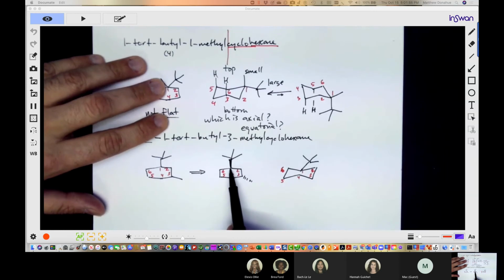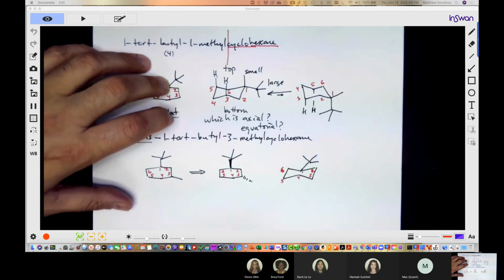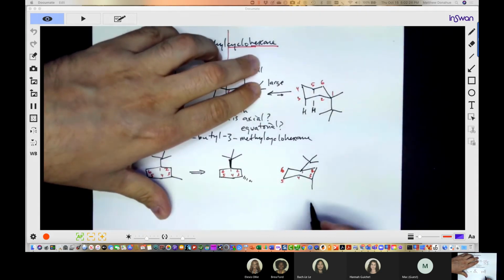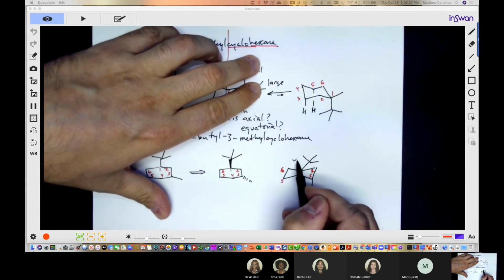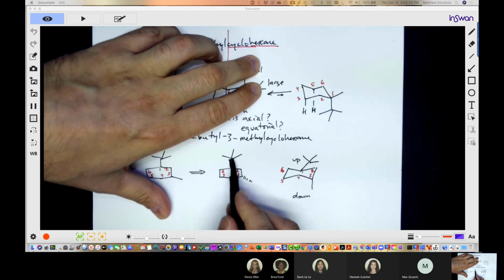So if the 1 position up is equatorial, the methyl group at position 3 should be what? If it's down, should it be equatorial or axial to conserve the trans relationship? So Hannah says axial, that's correct. So see how this is up, up, this is down, up, down.